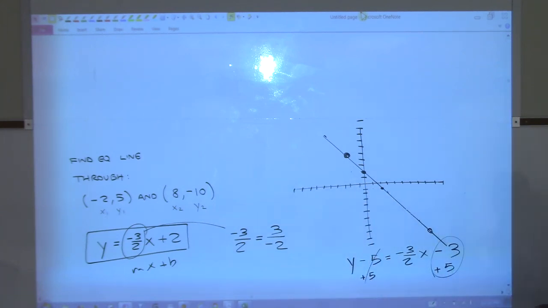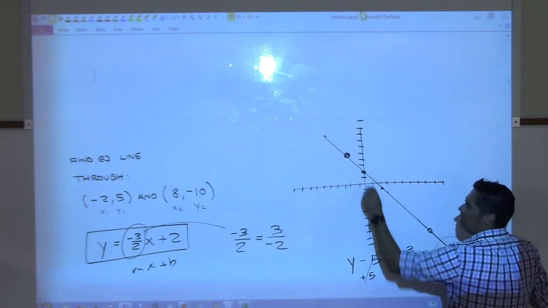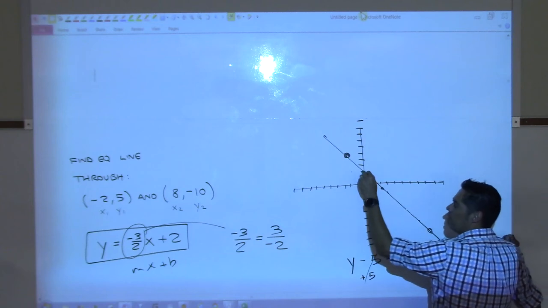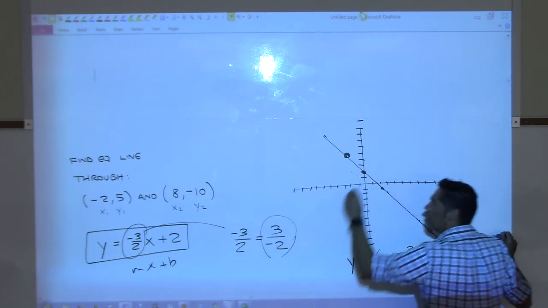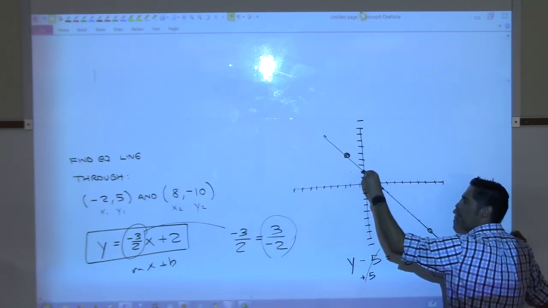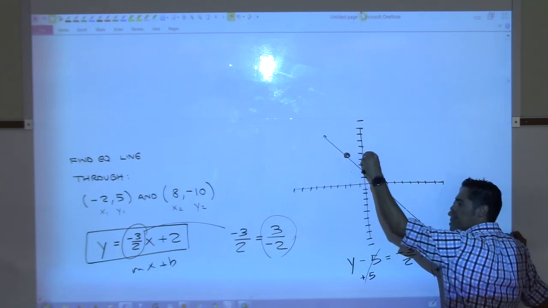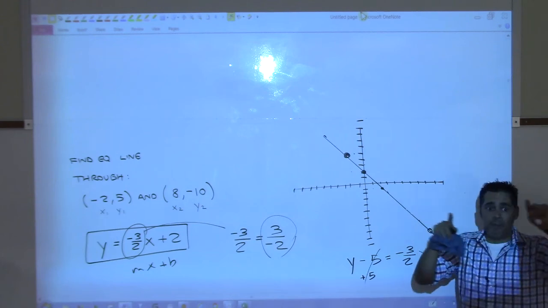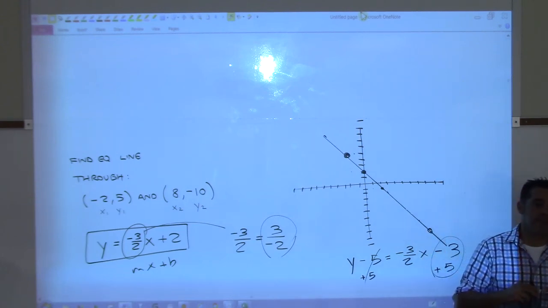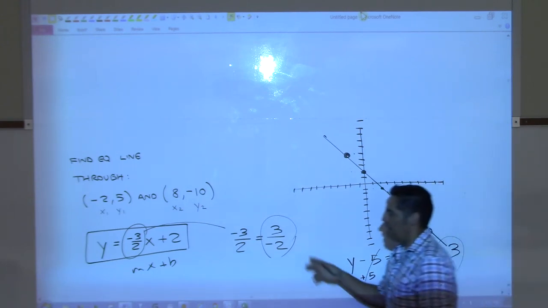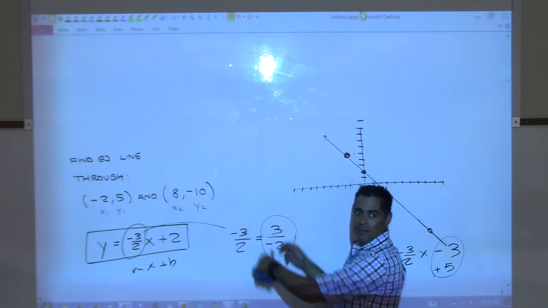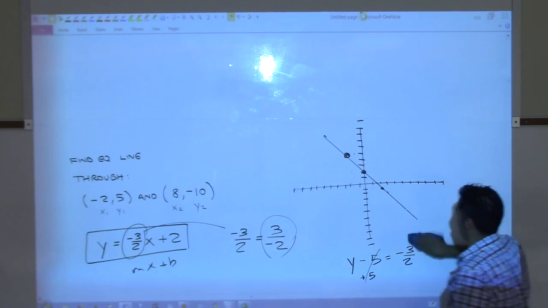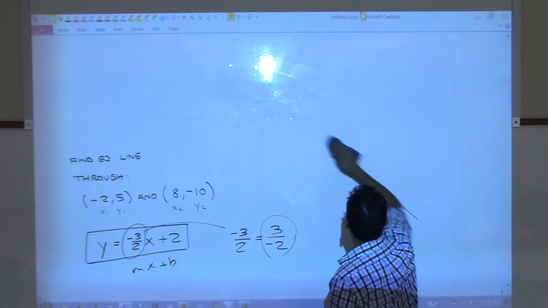So would we get the same line? Let's just see. We started out at 2, didn't we? We went down 3 over 2. Could we draw the same line if we use this instead? So start at the same point, this time go up 3, 1, 2, 3, and this time left 2. Same line. Now it's going to be 2 different points, but it's the same line. So it's actually good that it works out that way. I should have mentioned that earlier, I think.